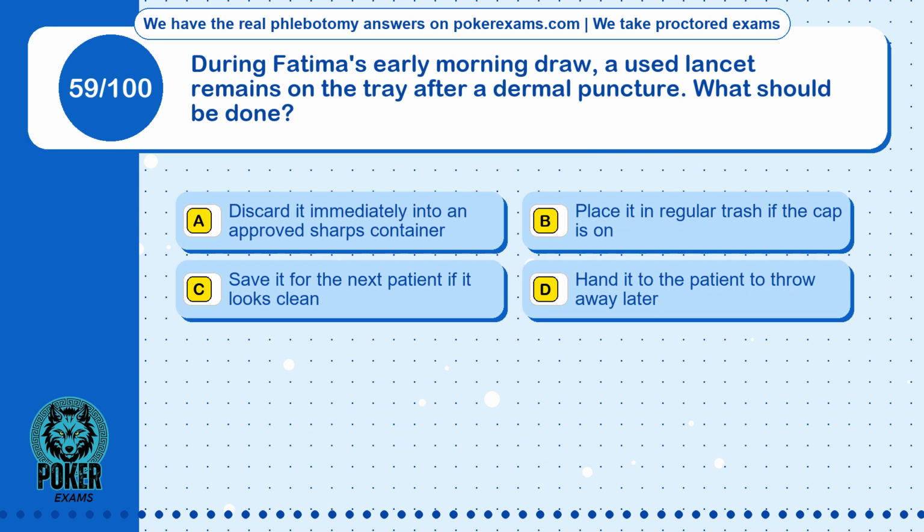Question 59. During Fatima's early morning draw, a used lancet remains on the tray after a dermal puncture. What should be done? Option A. Discard it immediately into an approved sharps container. Option B. Place it in regular trash if the cap is on. Option C, save it for the next patient if it looks clean. Option D, hand it to the patient to throw away later.